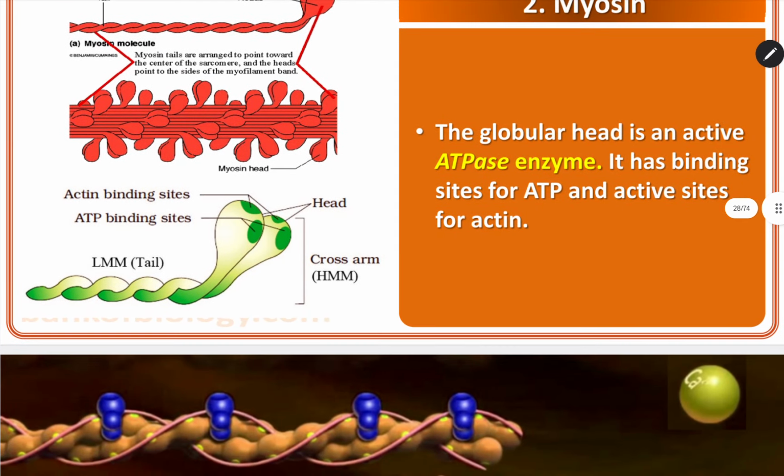Remember, the globular head is an active ATPase enzyme. It has a binding site for ATP and active sites for actin. Remember.